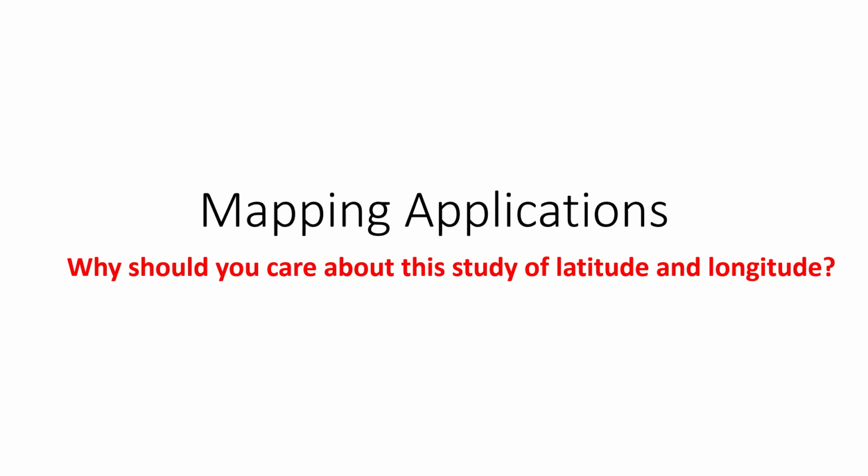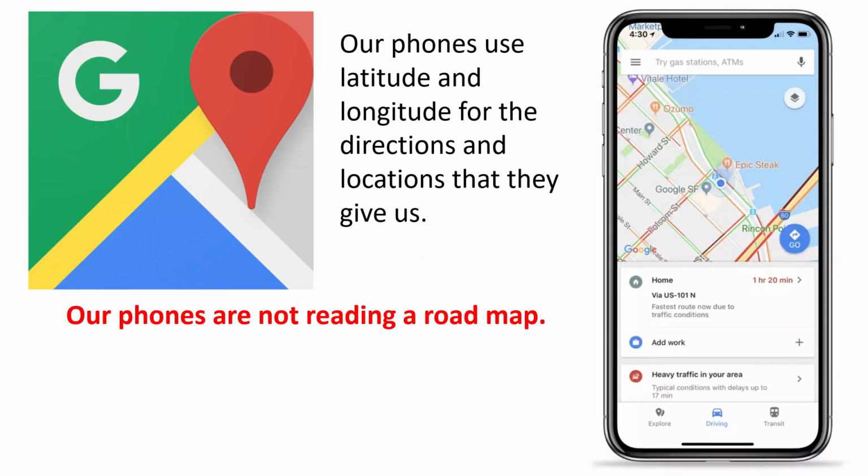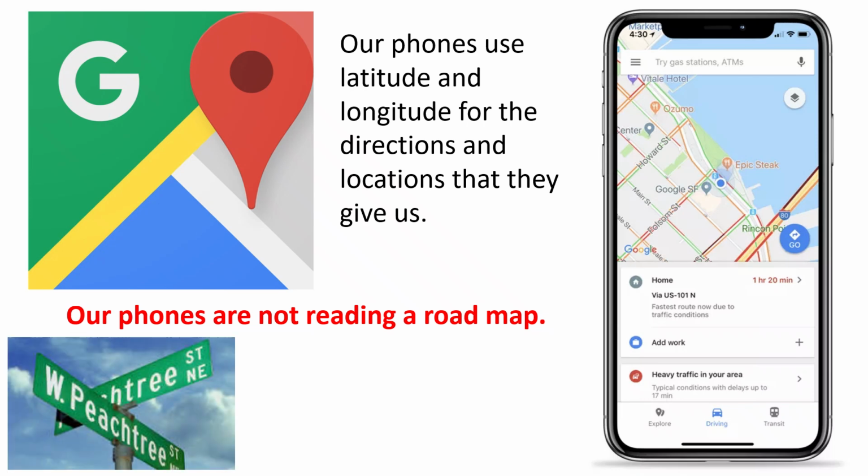Now, let's talk about applications of this mapping. Like, why should we care about this stuff? Well, because we use maps a lot more than you think we do. First of all, we all use GPS, some kind of Google Maps or Apple Maps in our phones. And what you may not realize is that your phones don't tell you where you are with a typical road map. What your phone is doing is getting your GPS location, and it's just overlaying that over the coordinates on the map, the drawn map. So our phones don't read a road map. So how do they know where they are?